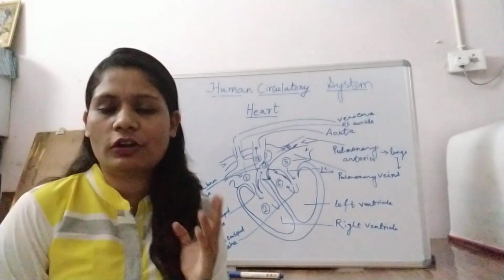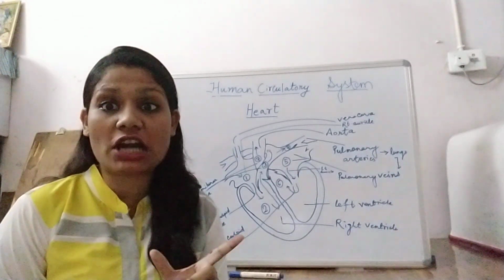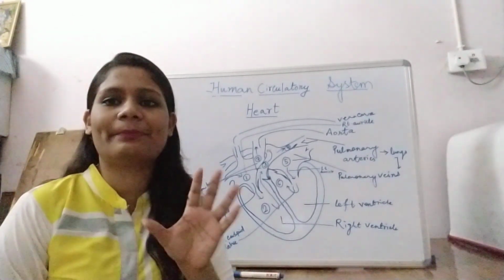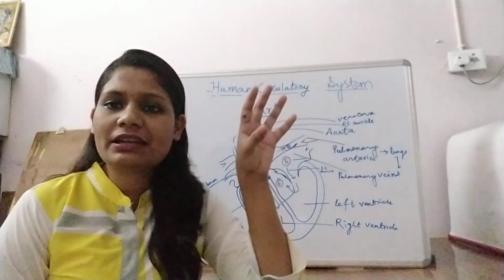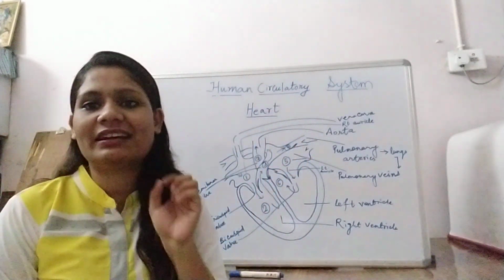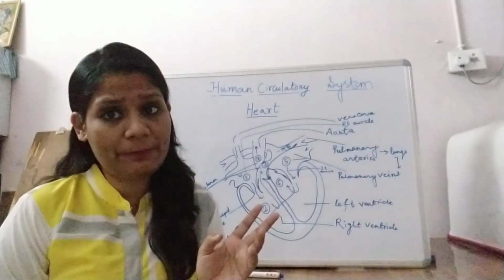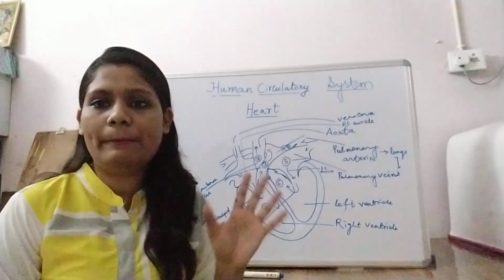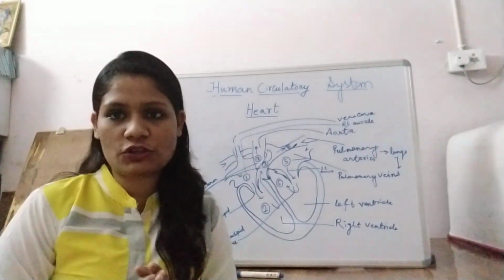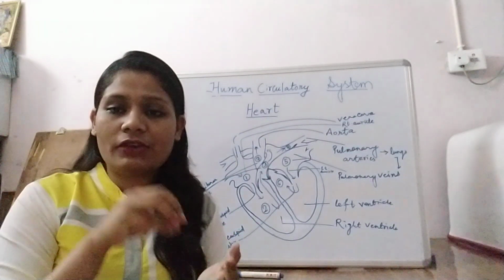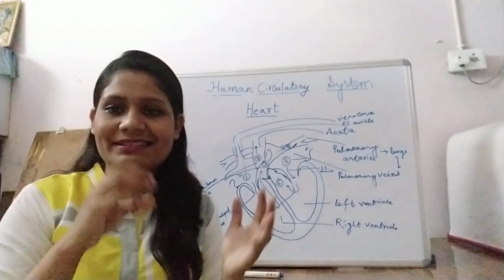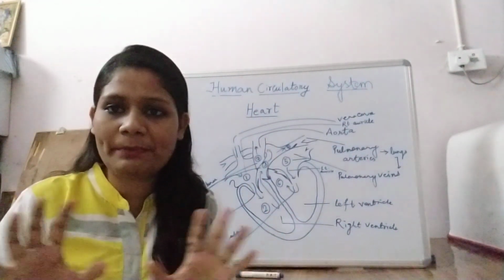Now, first of all, what is transportation? Transportation is the supply of nutrients from the region where they are produced to the region where they are required. For this, we have blood, we have lymph, and we have a heart. Blood is a fluid connective tissue in which oxygen and glucose are loaded. They are transported to all the parts of our body.